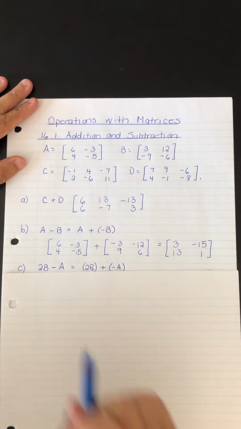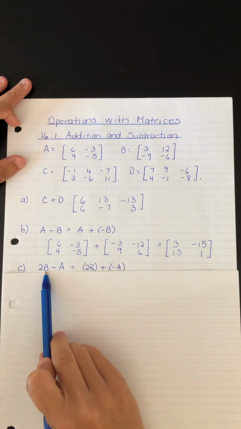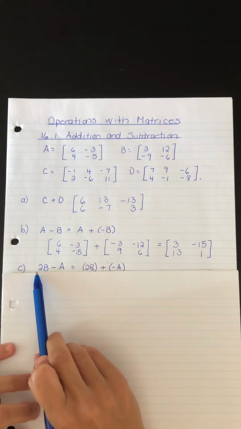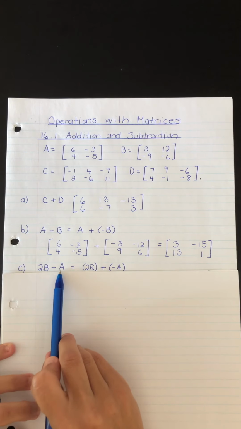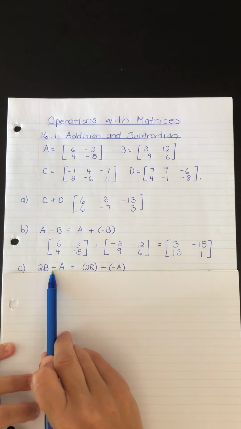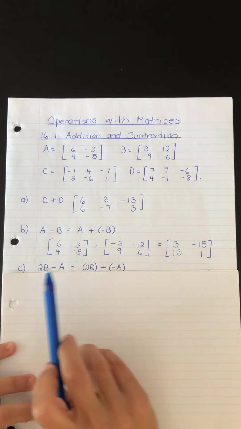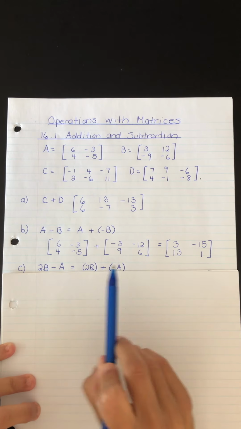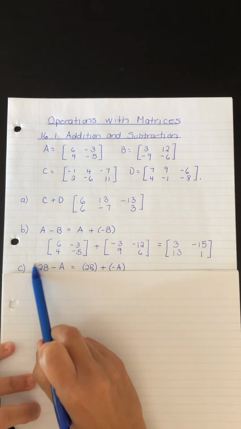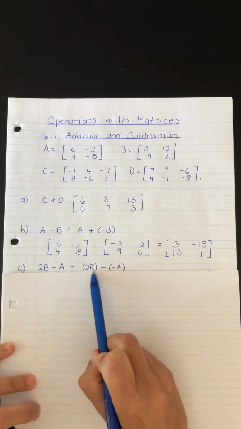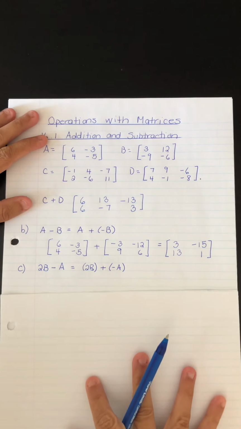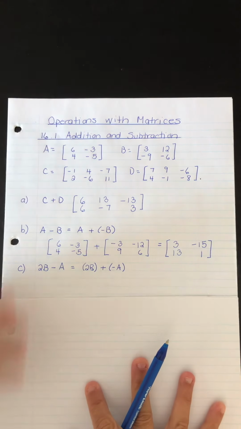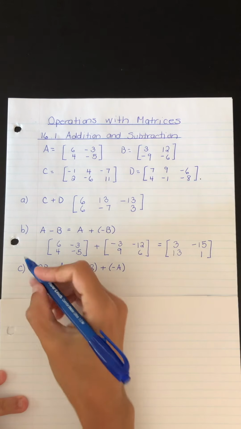Okay, now we're going to look at a scalar multiple of a matrix. So take a look at part C. We're going to do 2 times B minus A. Again, we're going to begin by changing subtraction of A to addition of -A. We're also going to form matrix 2B. Okay, so let's do that next. So let's form matrix 2B.